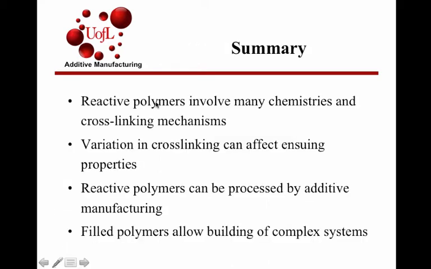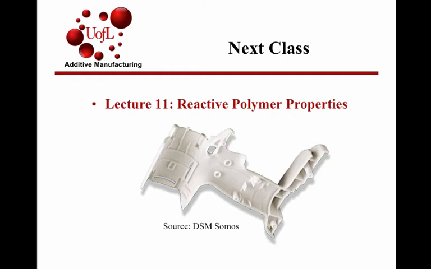In summary, reactive polymers involve many chemistries and cross-linking mechanisms. Changing the cross-linking density affects properties that you get out of such materials. The key focus, of course, is how these kinds of reactive material can be processed by 3D printing in module 2, and the use of filled polymers to build complex systems and also systems with microscale features. Properties emerging from reactive polymers will be looked at in the next class.